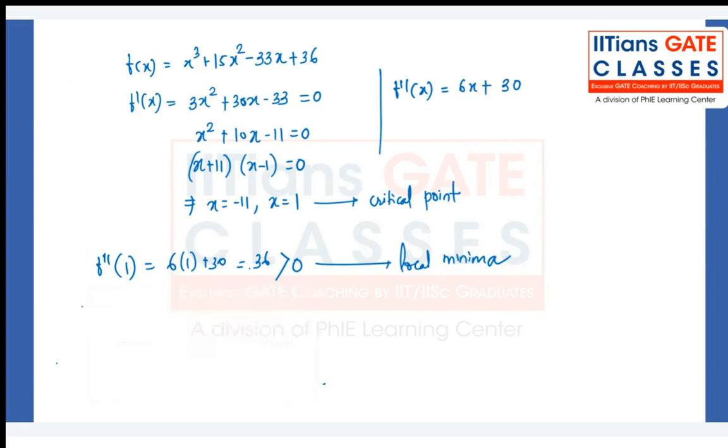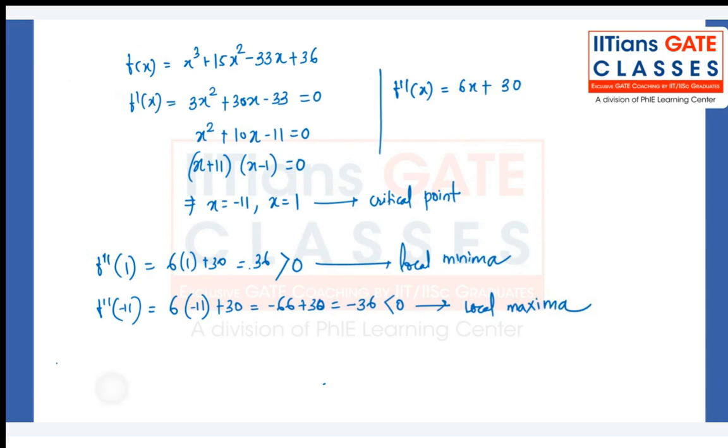Then next, let's calculate f double dash of minus 11. It is equal to 6 times minus 11 plus 30, which is minus 66 plus 30, which is equal to minus 36, which is less than 0. And so the corresponding point is our local maxima. So of course the given function has a local minima as well as a local maxima.